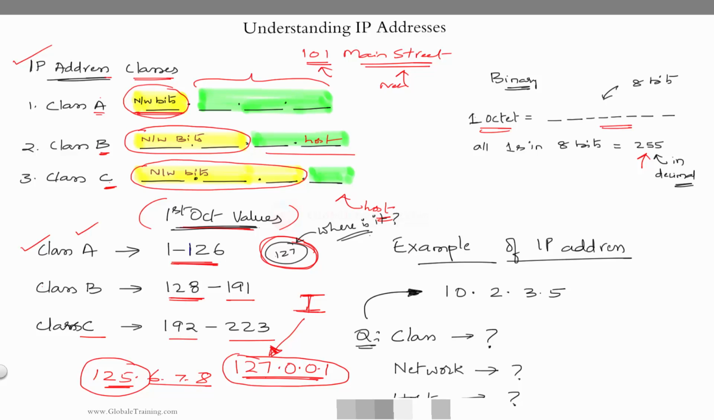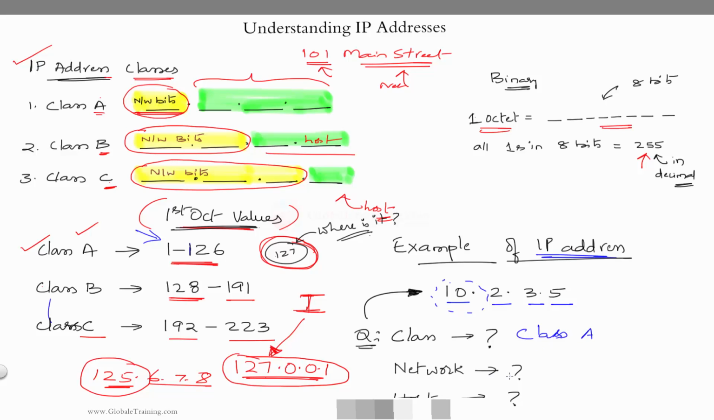So next, here is an example of an IP address, which is 10.2.3.5. So which class does this IP address belong to? We will look at the first octet. It is 10. We'll look at in which class range it falls into. It falls into this, so it's class A.